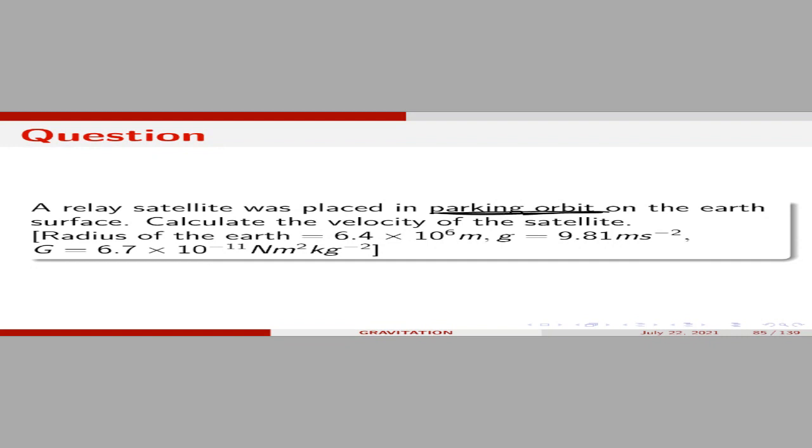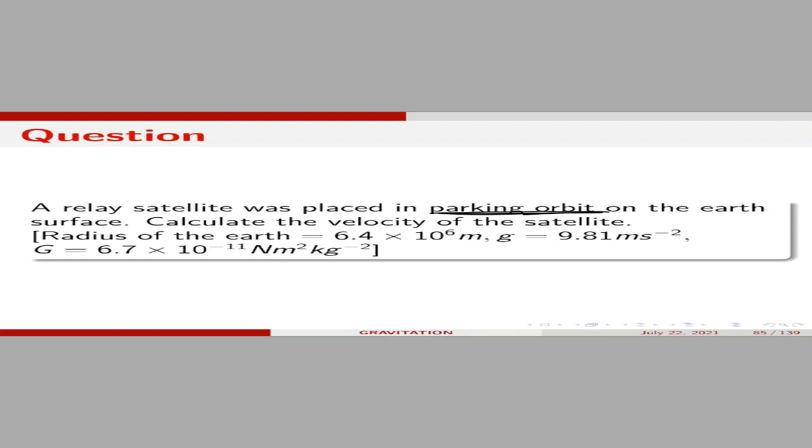Let's continue. On the Earth's surface, calculate the velocity of the satellite. The radius of the Earth is 6.4 times 10 exponent 6 meters. Acceleration due to gravity, sorry, 9.81 meters per second squared, and our universal gravitational constant is 6.7 times 10 exponent negative 11 Newton meter squared per kilogram squared.